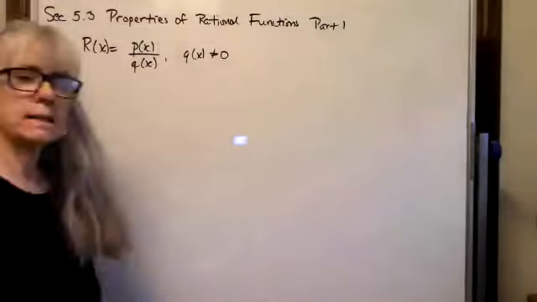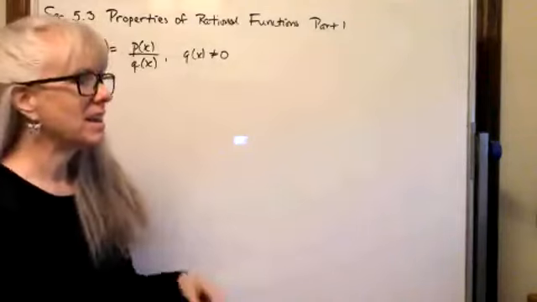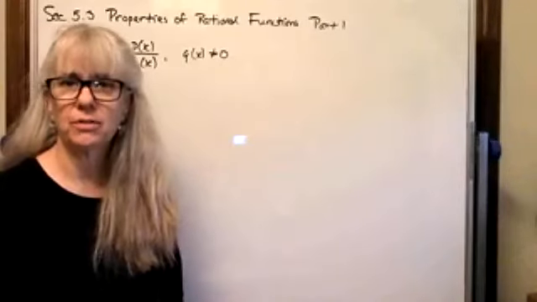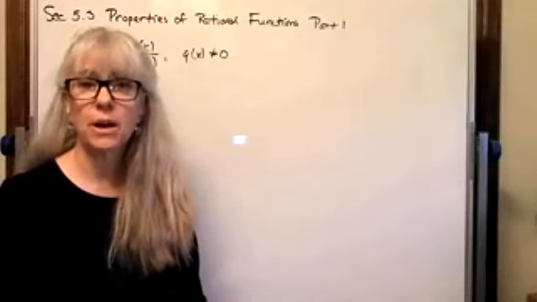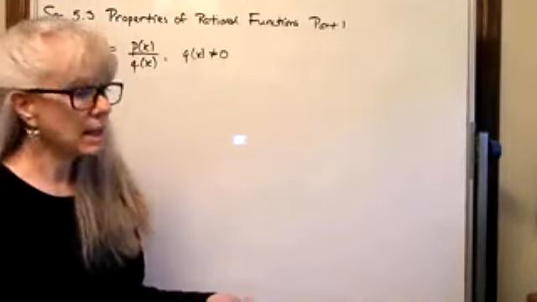So we're back to section 5.3 after doing 5.6 and 5.7. And in the next two sections, we're going to talk about rational functions. First, we'll talk about the properties of rational functions, and then we'll graph rational functions in section 5.4. So today, let's talk about the different things.